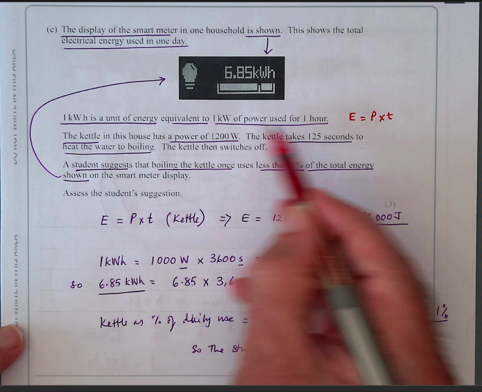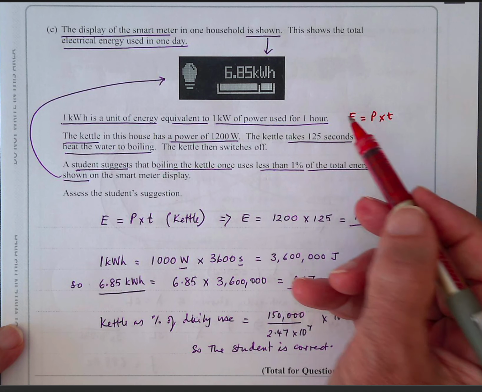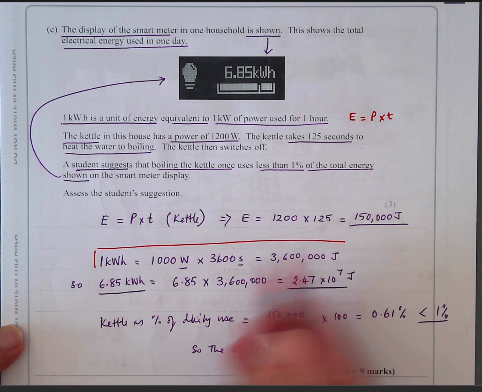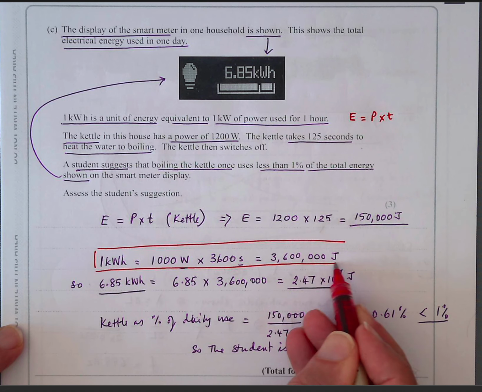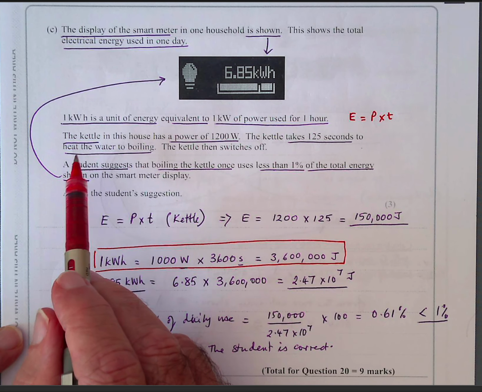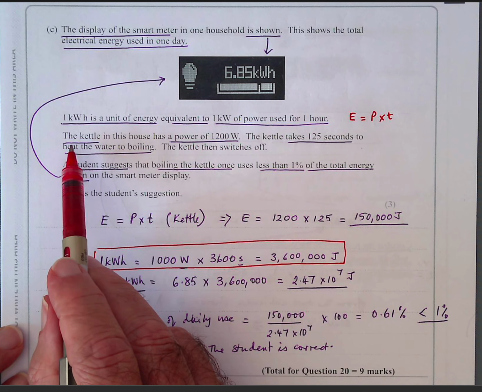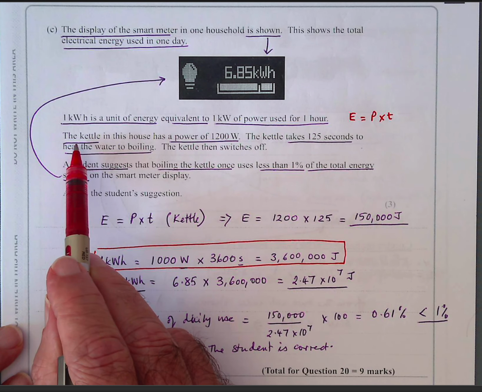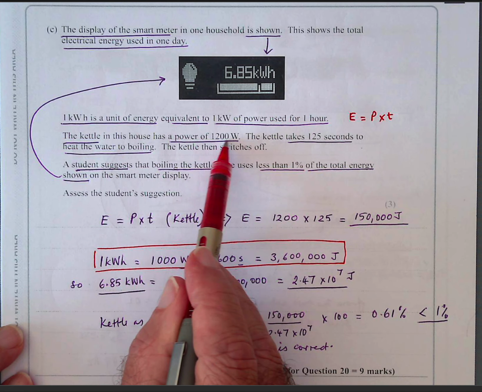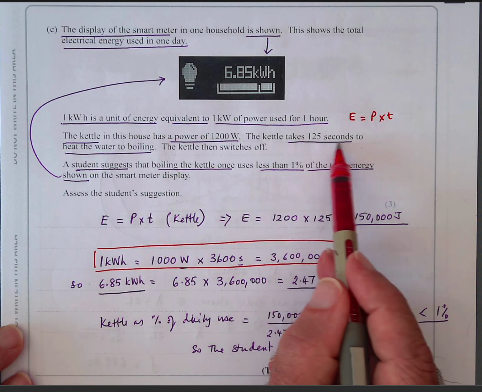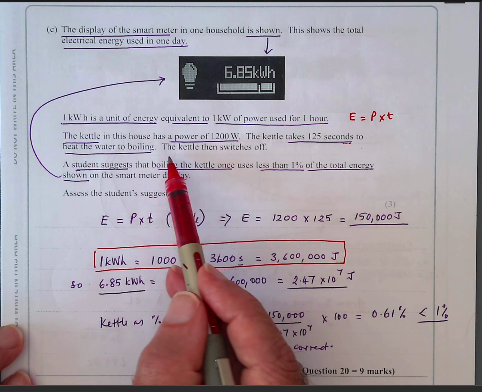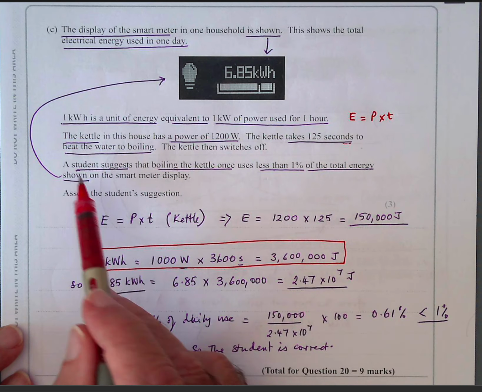This time it's 1,000 watts for 3,600 seconds. So I've already worked that out here. So 1 kilowatt hour is 3.6 megajoules. Okay, so once you know what kilowatt hours are, this is basically a GCSE level question as well. In some GCSE courses they'll do this. The kettle in the house uses a power of 1200 watts. The kettle takes 125 seconds to heat water to boiling point. Okay, it then switches itself off, an automatic switch.